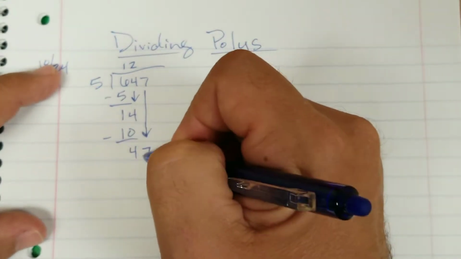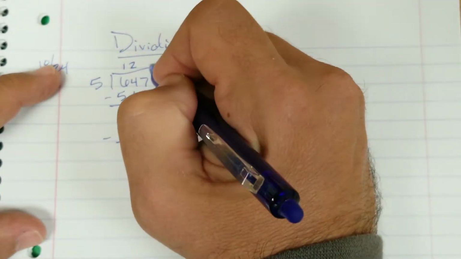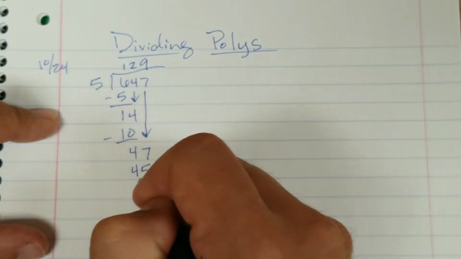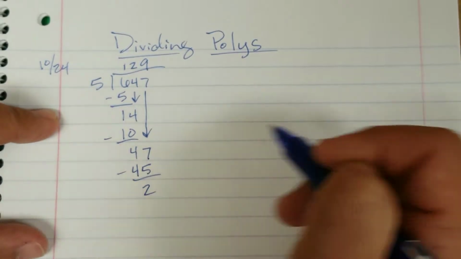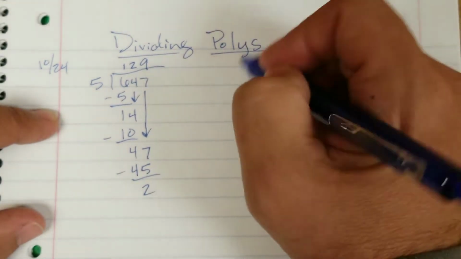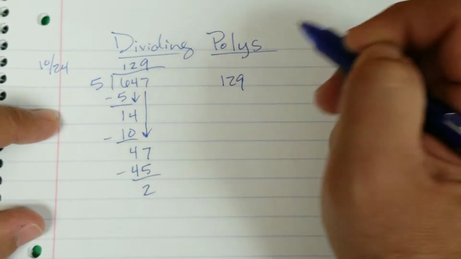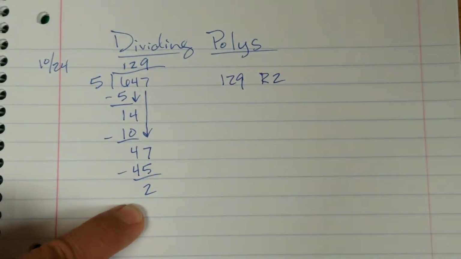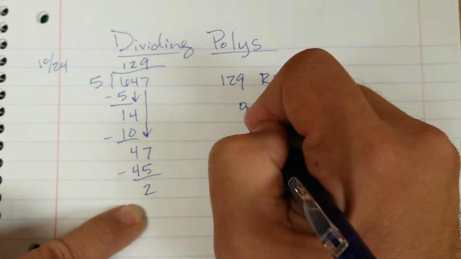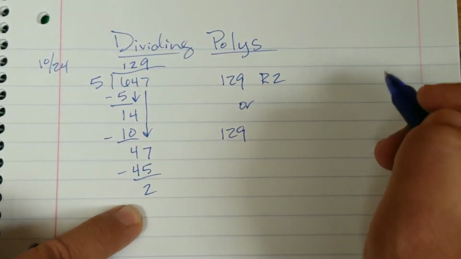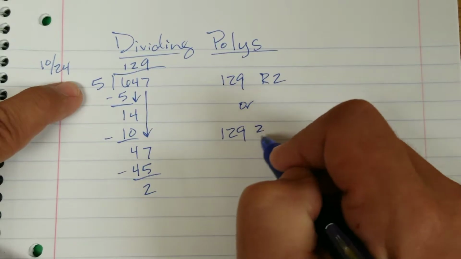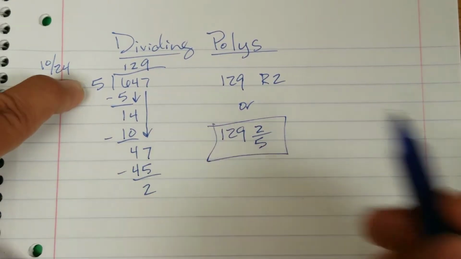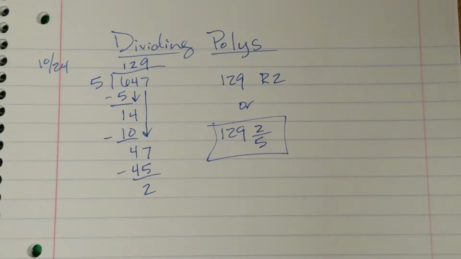One last time. 47 divided by 5 is 9. 9 times 5 is 45. And subtract. So your answer here is 129 with a remainder of 2. You can go old school like that. Or we can say that the answer is 129 and 2 over the divisor, which is 5. So that's pretty much how we'll write our answers when talking about polynomials.